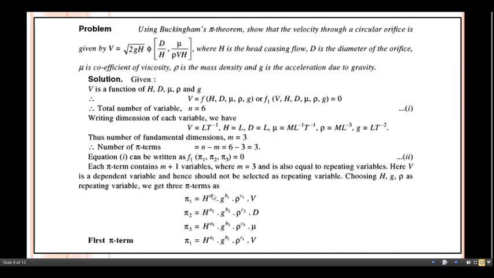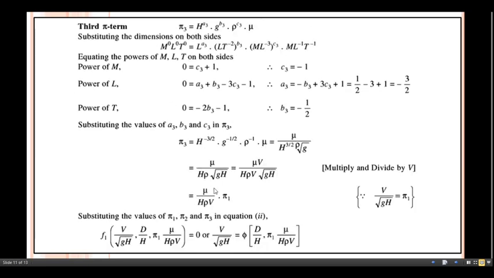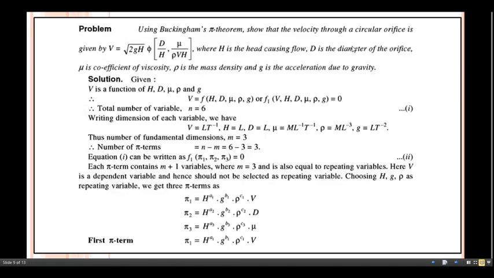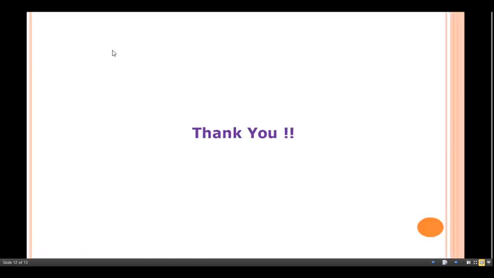Now my target is to derive this expression. If you see here, the 2 term is still not in the picture. If I multiply this term by 2, there is no effect on the dimensions of the variables or pi terms. Multiplying by a constant does not change the character of the pi term. In this way you can get the relation for this velocity v. I hope that Buckingham's pi theorem is clear to you. Thank you.